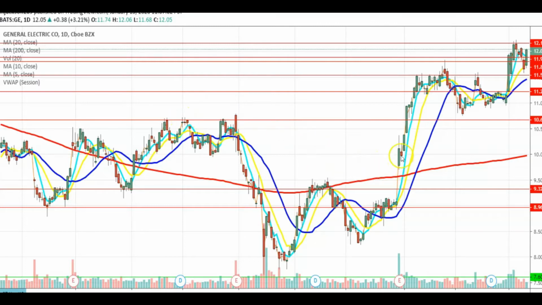Okay, and then all of a sudden we see here it took a while, but boom, what did it do? It broke out and it ran. It broke through resistance, and of course they say old resistance is new support. So what happens? It runs through here. When it came back, where did it come back to? It came back to this old resistance point that now serves as support.